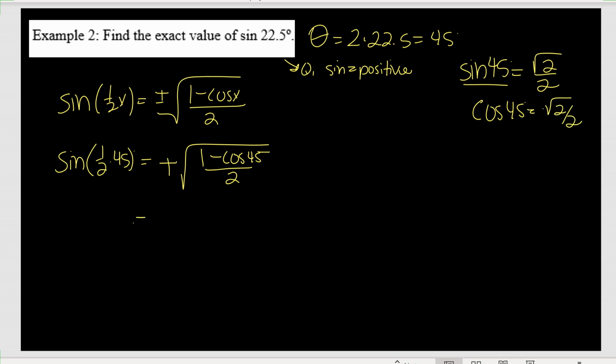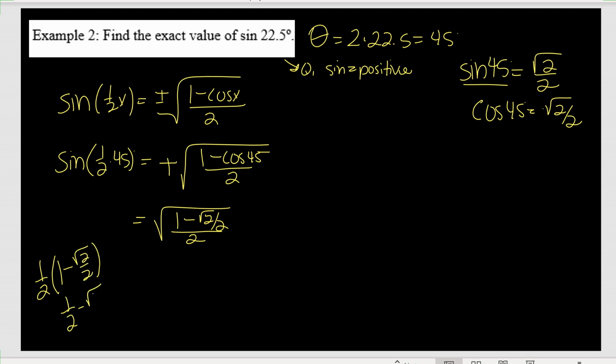Not a problem. Okay, now we can simplify. Square root of 1 minus cosine of 45 is square root of 1 minus the square root of 2 over 2. That's all still divided by 2 under the radical. Remember what we did the last time? We took 1/2 and multiplied it by 1 plus or minus whatever's in the radical so that we could have that all simplified.